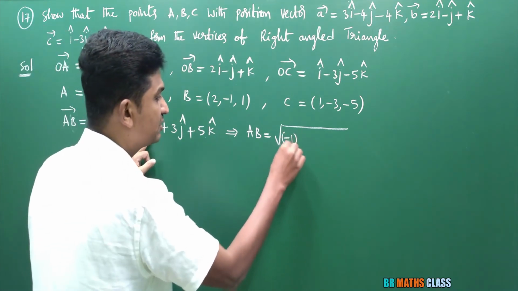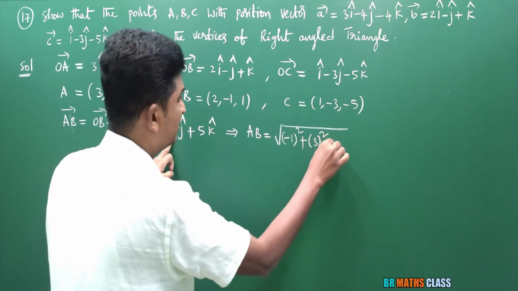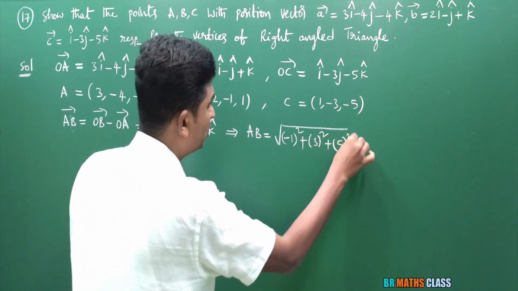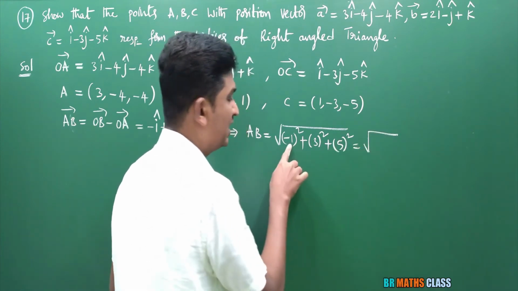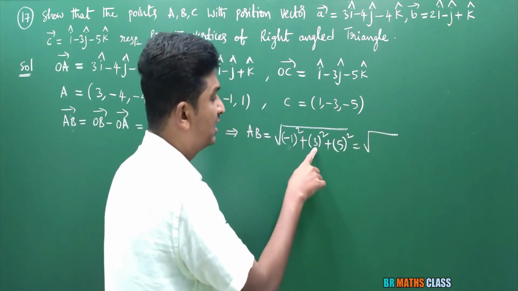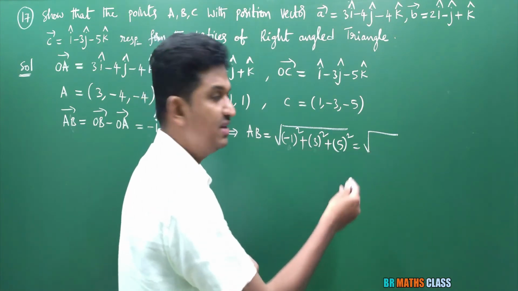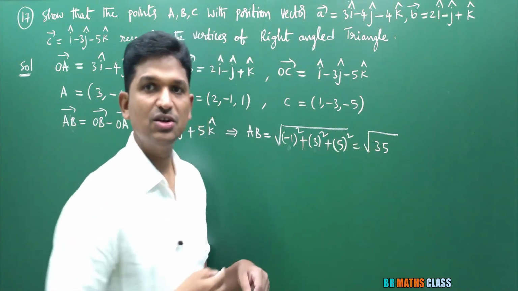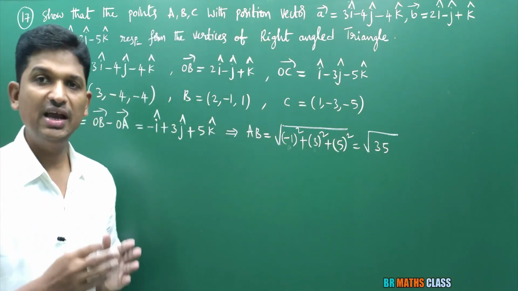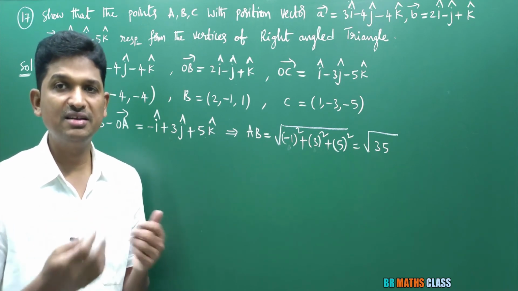Minus 1 whole square plus 3 whole square plus 5 whole square. That equals, if you simplify this, minus 1 whole square is 1, 3 square is 9, 9 plus 1 is 10, 10 plus 25 is 35. So I got length AB as root 35. Similarly, I will calculate BC bar and BC, CA bar and CA.